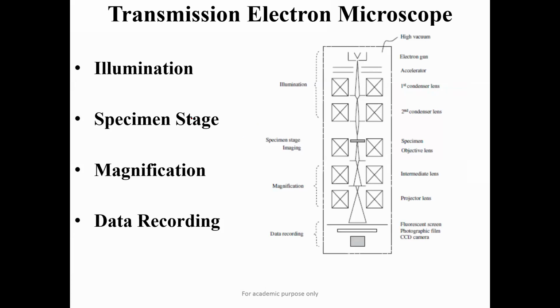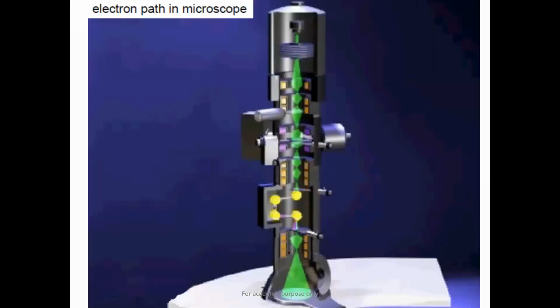Then, as in an SEM machine, there is an illumination system, and then the specimen stage. Here you keep your specimen, and then again magnification, and here is the screen over which we see our image, and the data recording system. So this is the electron path in a TEM machine.